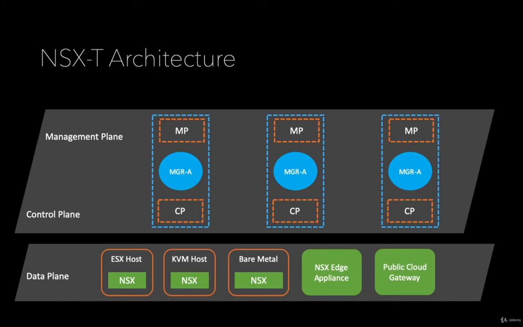So starting from left to right, as you recall, we talked about how NSX has support for multiple types of workloads. So we have our ESX host right here, and on it we have the NSX VIB, or VMware Installation Bundle, installed.